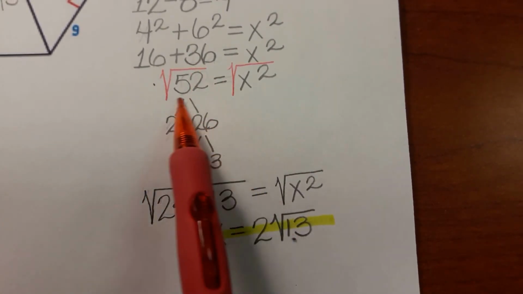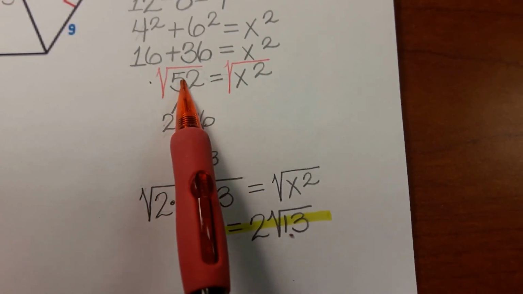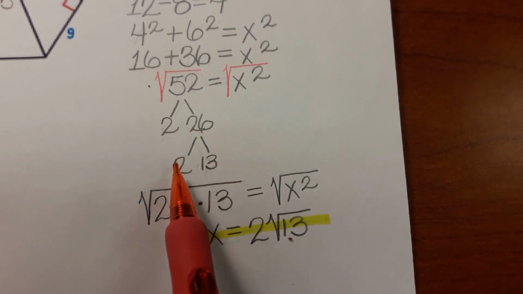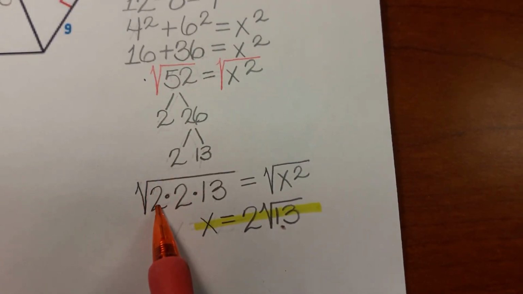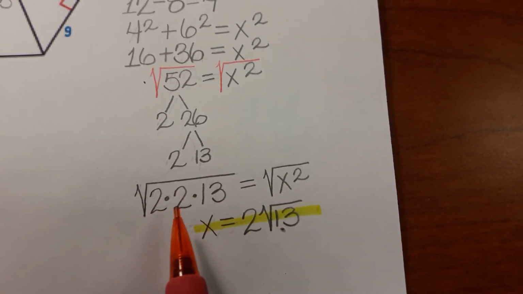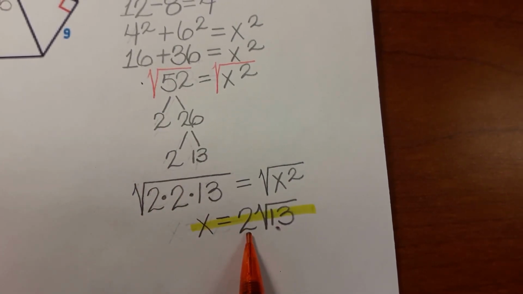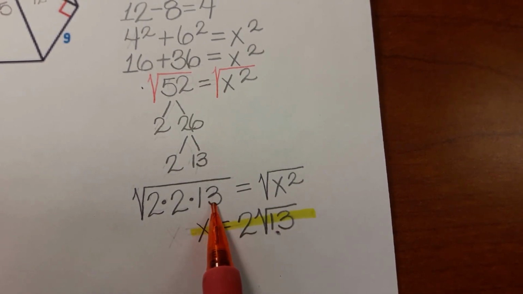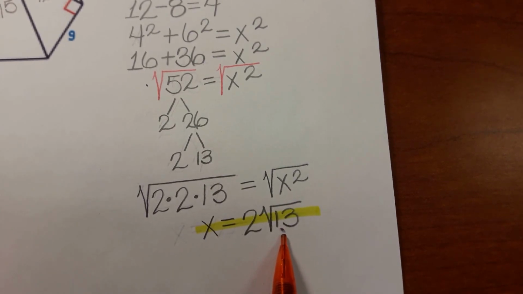I want to complete a factor tree again. So I know that 2 times 26 is 52. 26 is not a prime number, so break it down again. 2 times 13 is 26. So I have the prime numbers 2, 2, and 13. And I want to put those underneath the radical. I see one pair of 2's, so I write 2 down one time because it formed one pair. And I have a 13 left over, so it goes under the radical as square root 13.